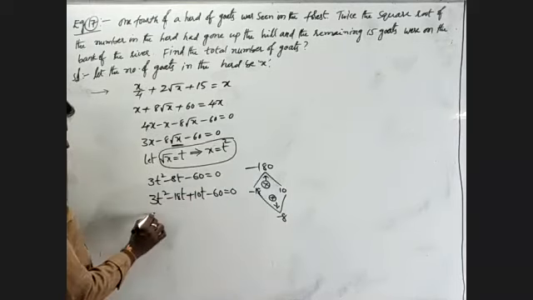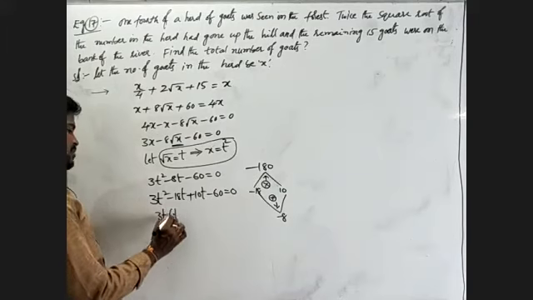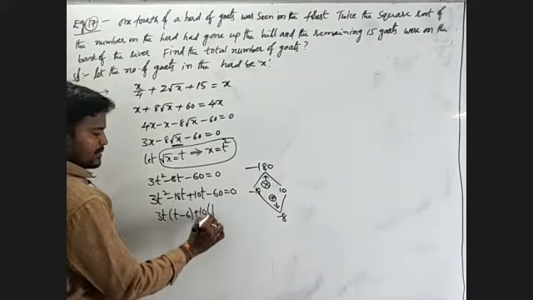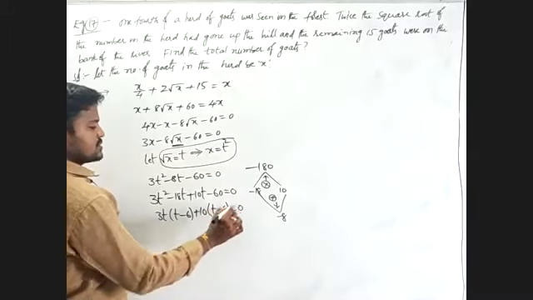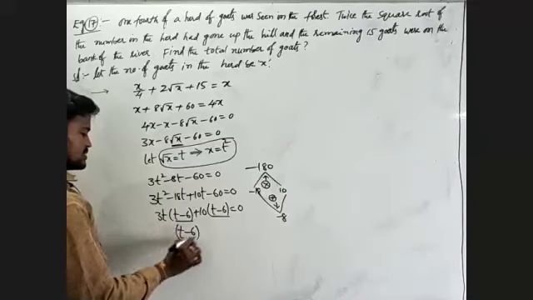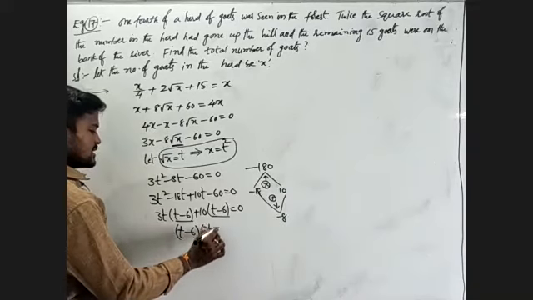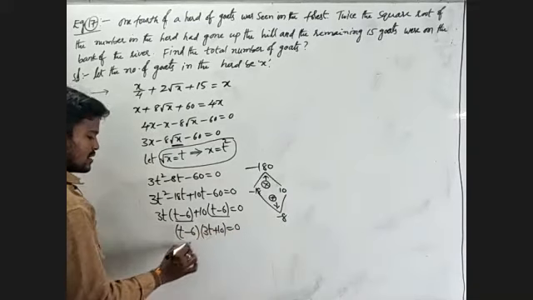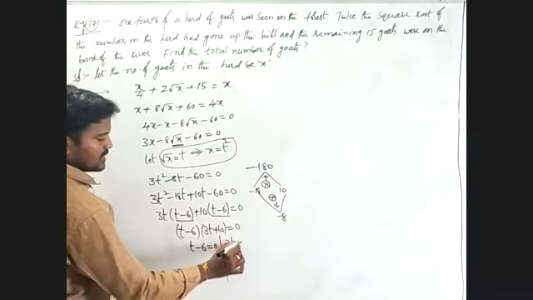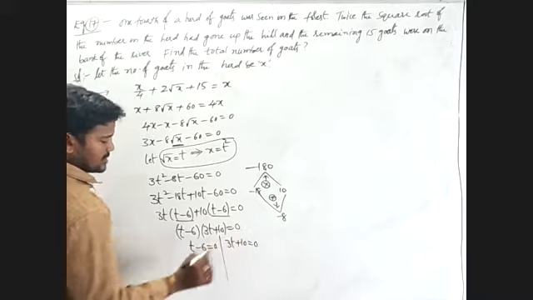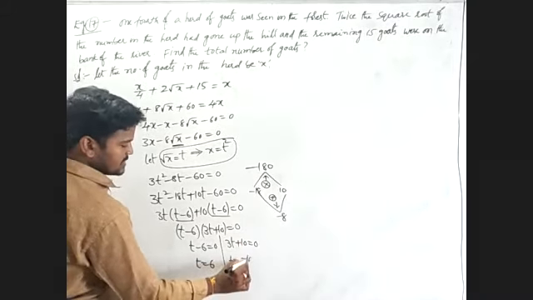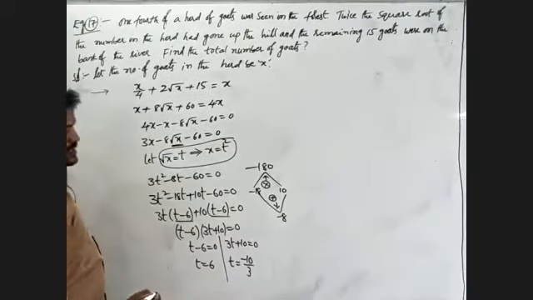That means I will take common 3t, remaining by how to write t minus 6. Again, I will take common 10, remaining t minus 6 is equal to 0. That is the common term is t minus 6 into 3t plus 10 is equal to 0. That is the value t minus 6 is equal to 0. After that, 3t plus 10 is equal to 0. That is the value t is equal to 6. Then the value is t is equal to minus 10 by 3.